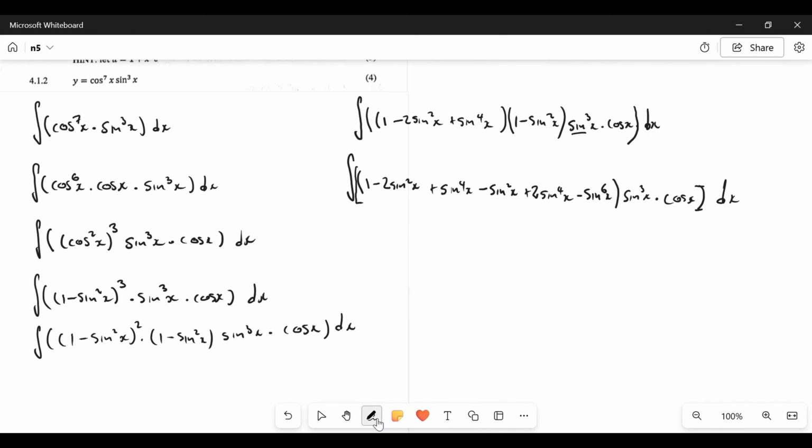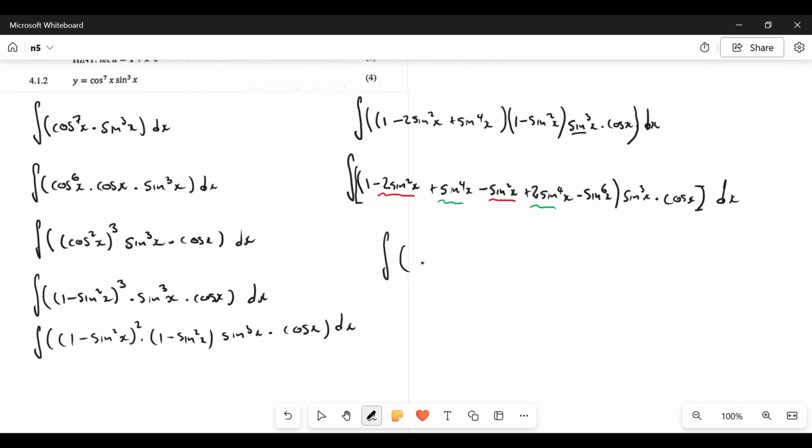So from here we have like terms. So let's highlight the like terms here. We have negative 2 sine squared x and another negative sine squared x. Those are the like terms. And we also have positive sine to the power of 4 and positive 2 sine to the power of 4. Those are also like terms.